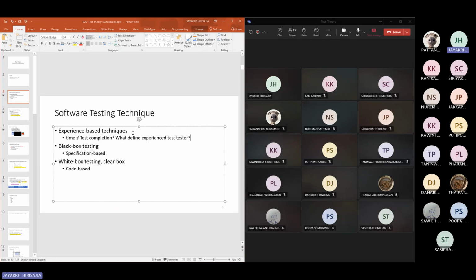It is the definition of experience. If you need to test software, sometimes you are able to find an experienced tester, and you are able to identify whether they are a good tester or not. That's just okay.